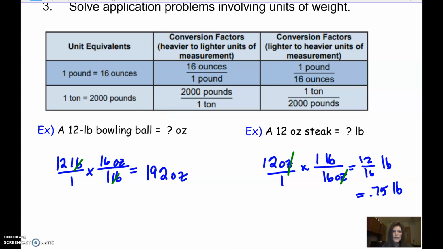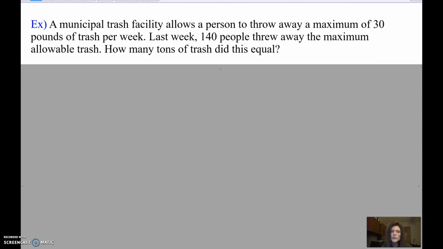Let's take a look at another problem. A municipal trash facility allows a person to throw away a maximum of 30 pounds of trash each week. And last week, 140 people threw away this maximum trash. How many tons of trash did this equal? Okay, so there is a couple things. We're using our known conversion factors for U.S. measures of weight, but we're also given this other thing that says 30 pounds per week per person. So that's another ratio we're going to use.